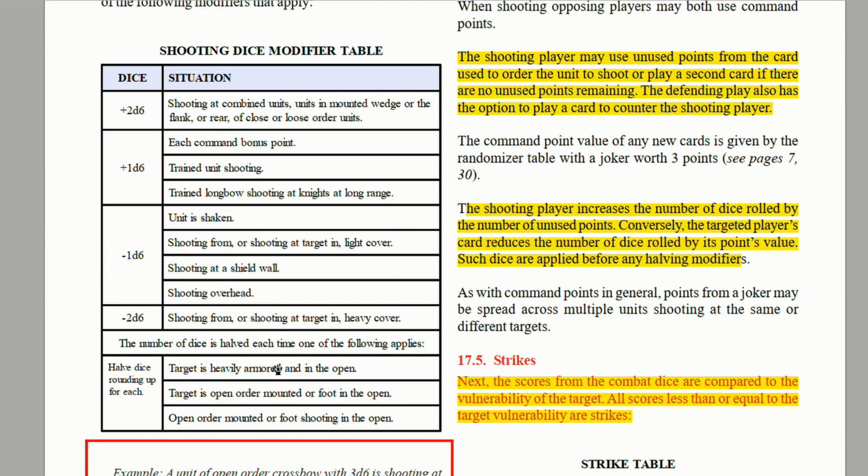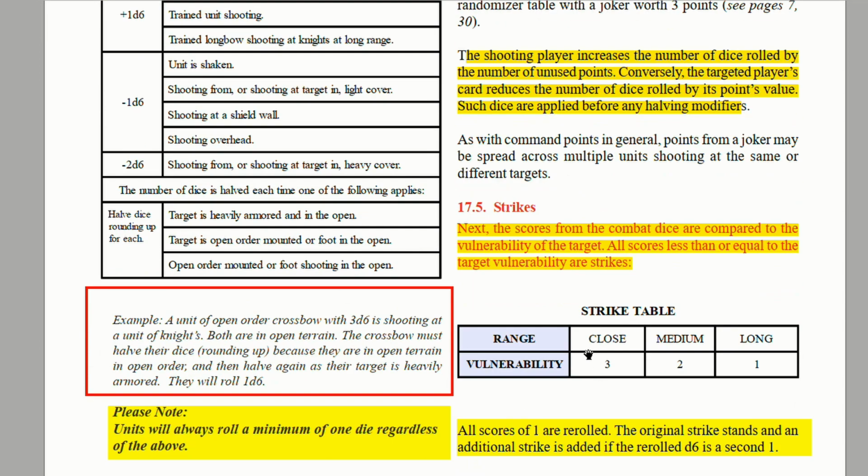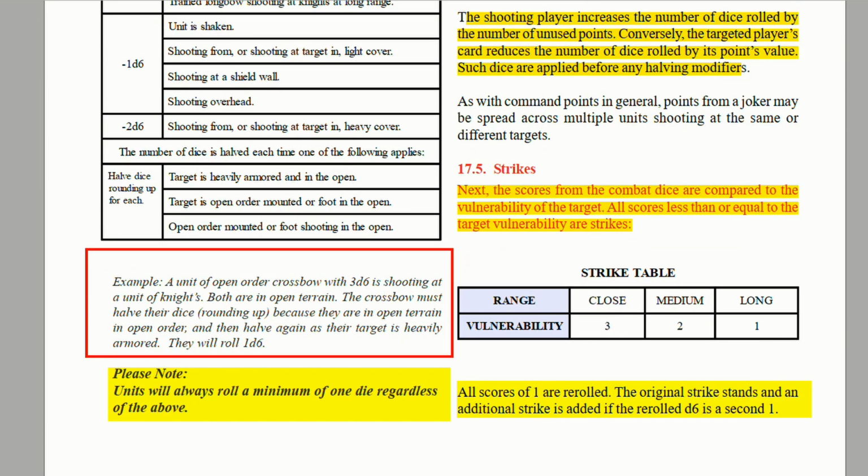Shooting a target in heavy cover. There are a lot of interesting modifiers regarding situations. But if the target is close, it's 3 and below. If it's medium, 2 and below. And if it's long, it's 1. So the scores from the combat dice are compared to the vulnerability of the target. All scores less than or equal to the target vulnerability are strikes. So here you strike with 3, 2, and 1.